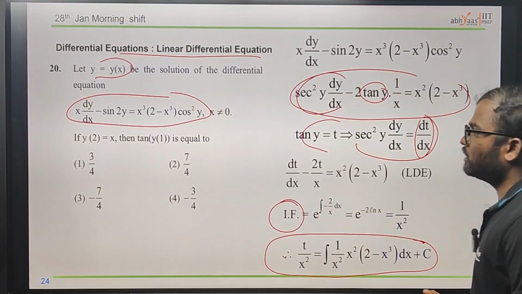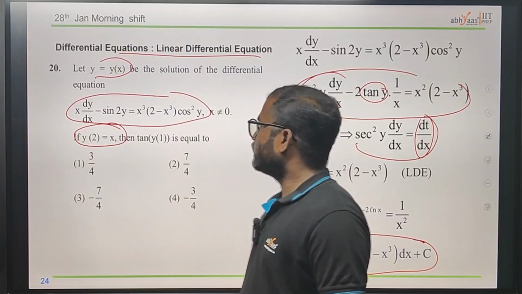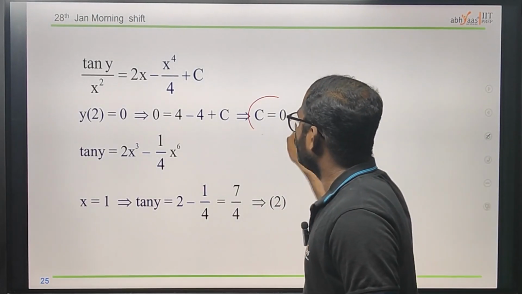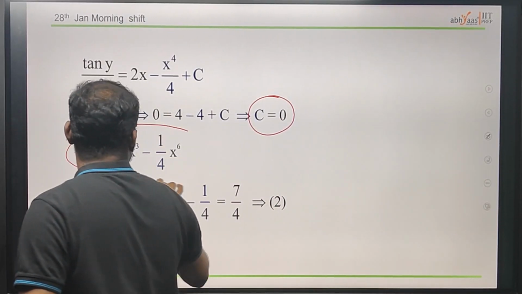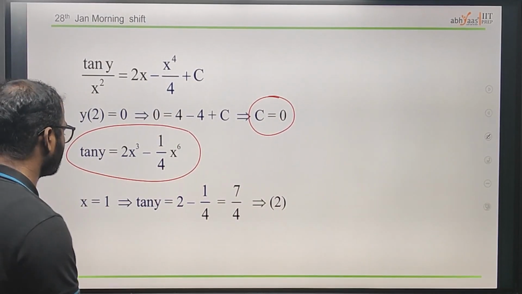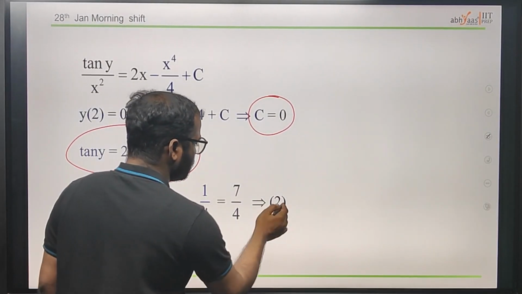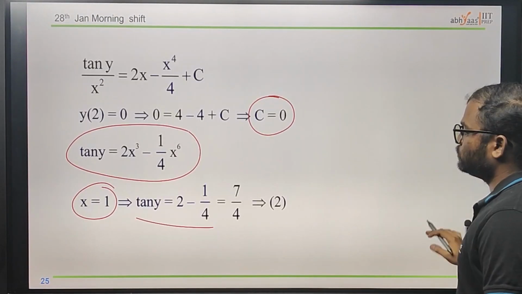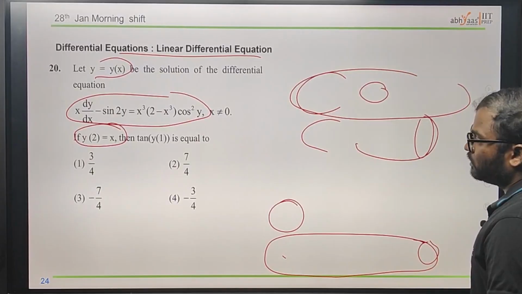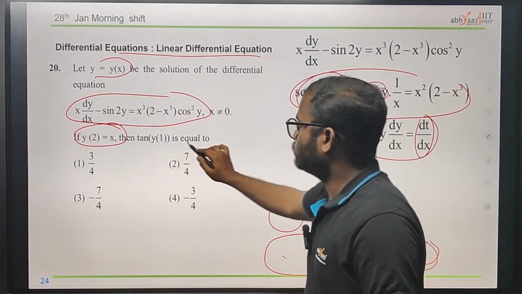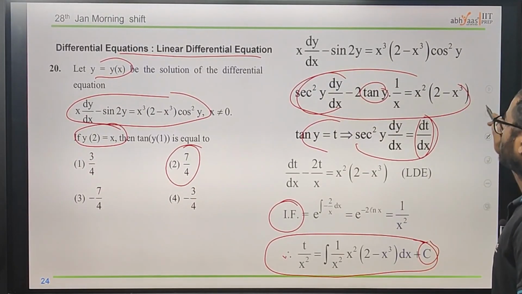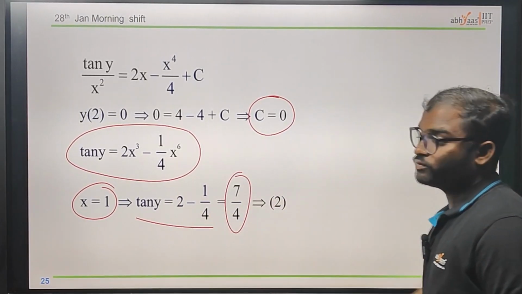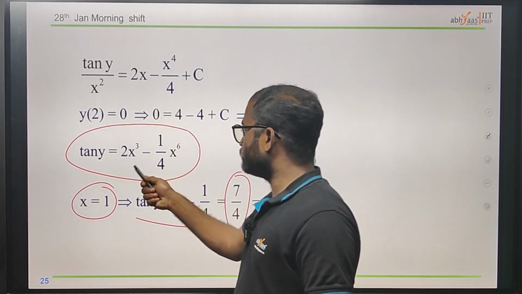Now, substituting the values, we can easily get the C value. In order to find C, it will be 0. After putting that, it will be in terms of x. After that, just put x equal to 1 and we will get the answer as option 2, 7 by 4 is the answer. After getting this, just put x equal to 1.